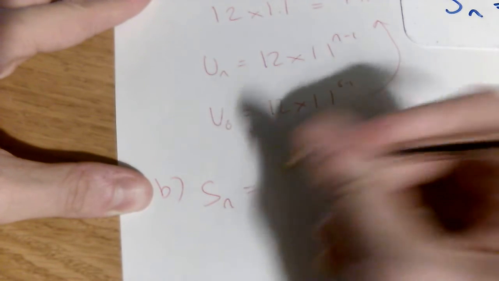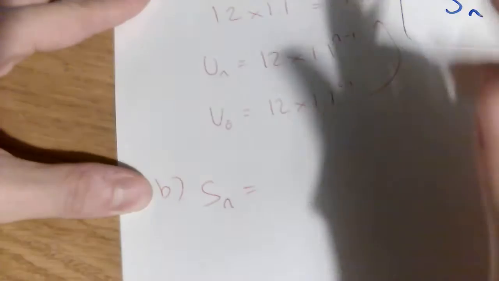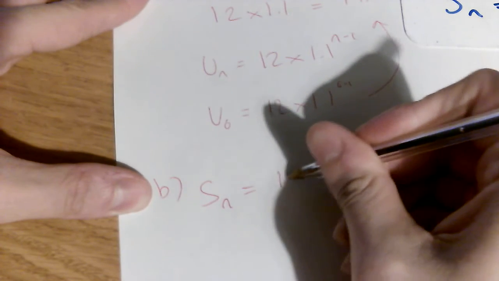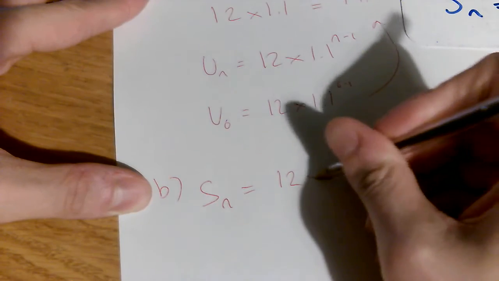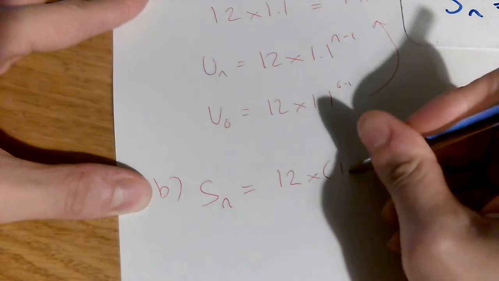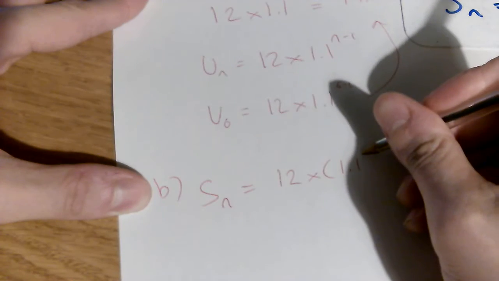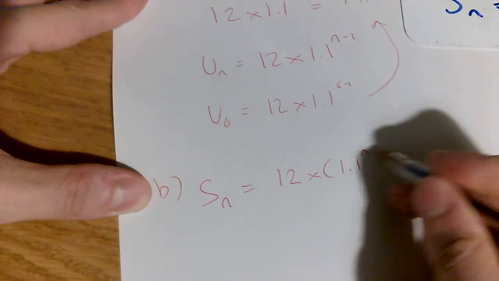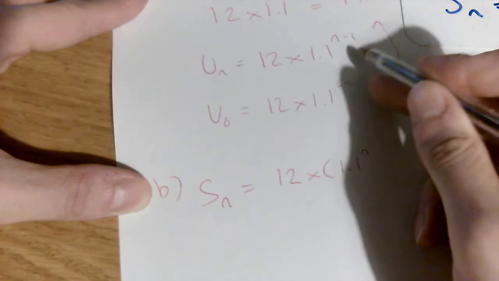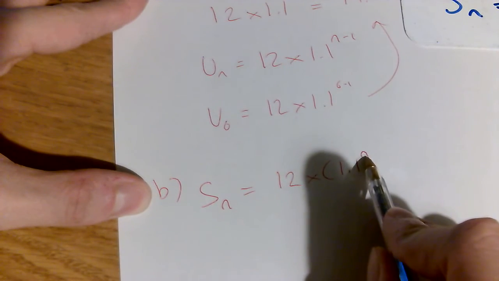Let's get the general nth term formula first, actually, for the sum. So we do the first term, u1, that was 12. And then it's multiplied by, in the brackets, r to the power of n. So that's going to be 1.1. Now, it is actually to the power of n. A very common mistake is people putting n minus 1 there as well. That's only for the nth term. The sum actually does have n.